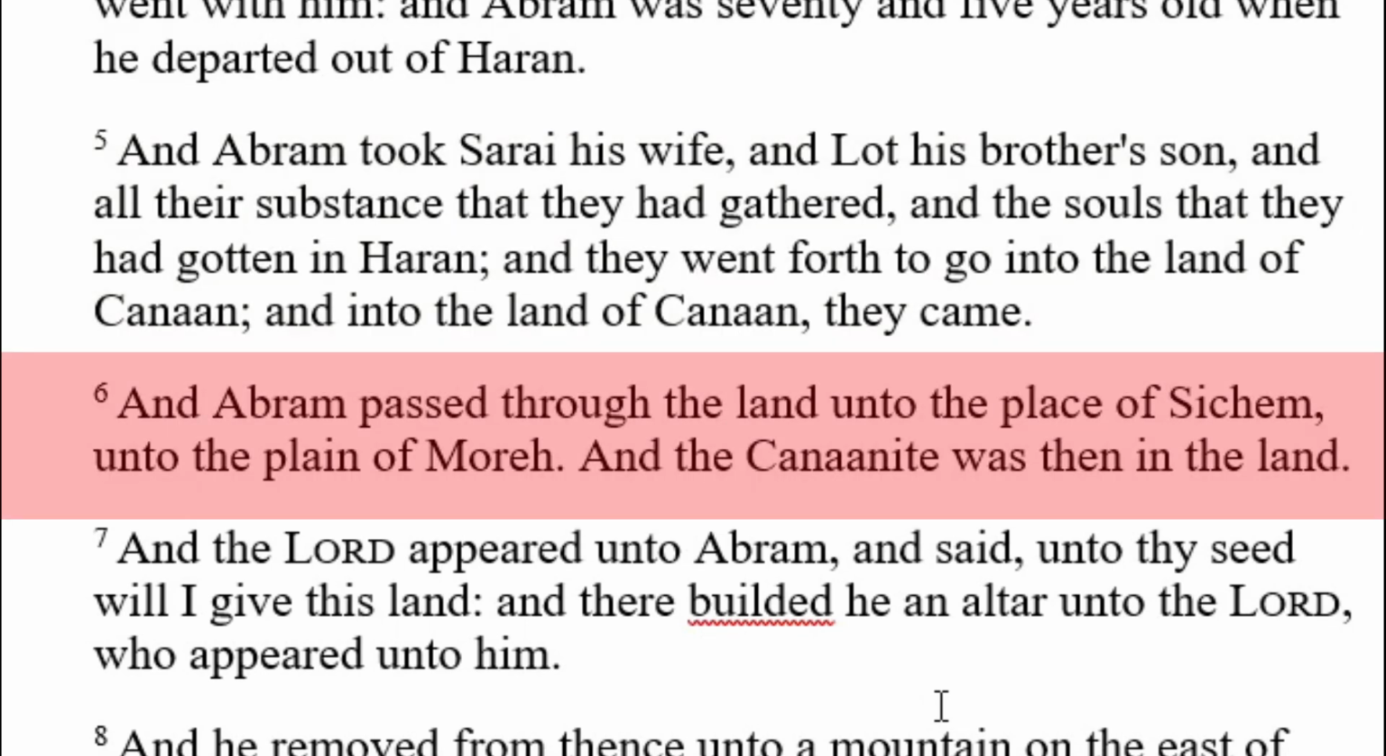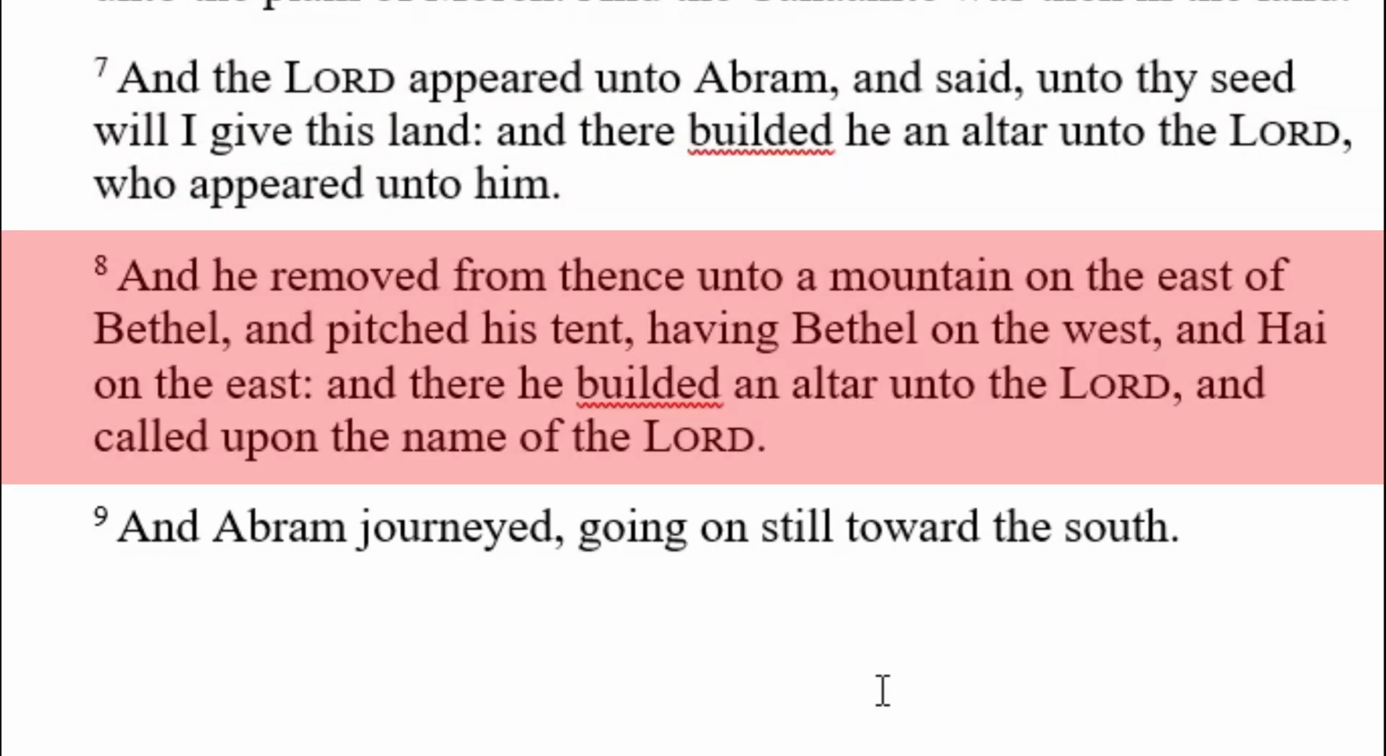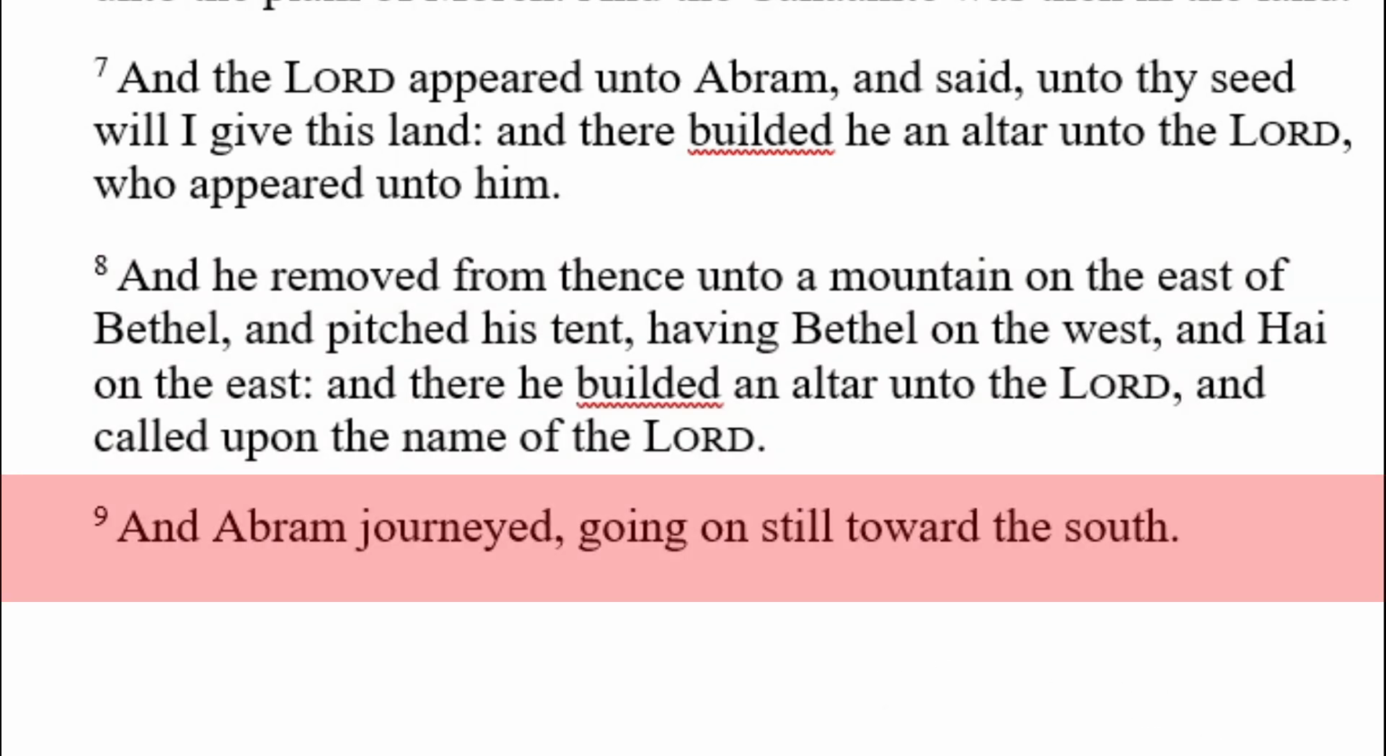And Abram passed through the land unto the place of Shechem, unto the plain of Moreh, and the Canaanite was then in the land. And the Lord appeared to Abram and said, "To your seed I will give all of this land." And there he built an altar to the Lord who appeared to him. And he left there and went to a mountain on the east of Bethel and pitched his tent, having Bethel on the west and Hai on the east. And there he built an altar to the Lord and called upon the name of the Lord. And Abram journeyed, going on still toward the south.